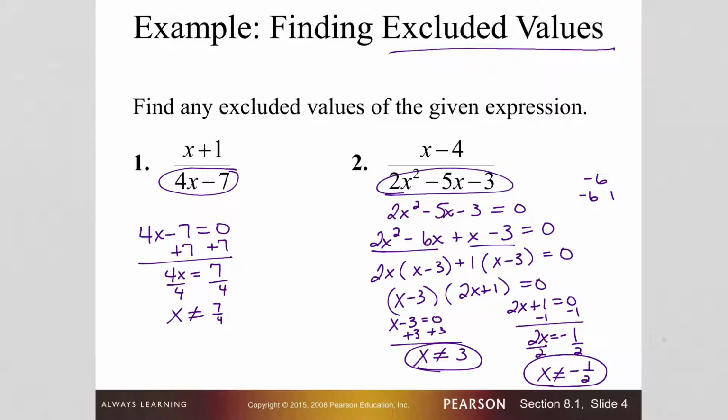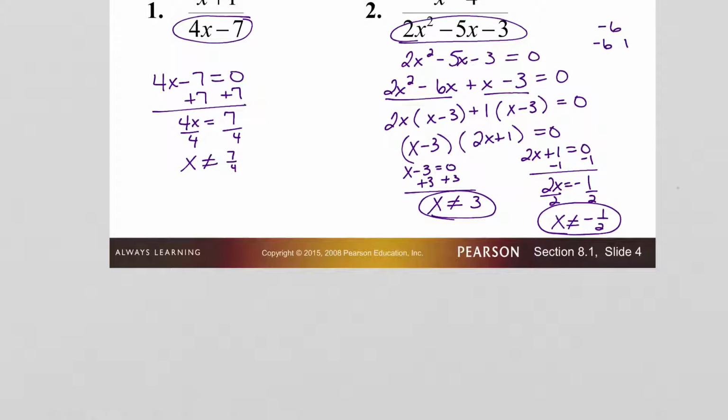Okay, something that people always ask about is, what if you have x over 5? What's an excluded value? Well, guess what? There are no excluded values. X can be anything, because in this case x is only in the numerator. So on this one, there are no excluded values.